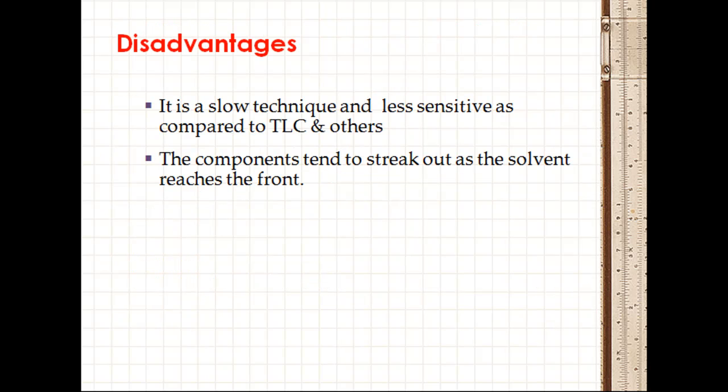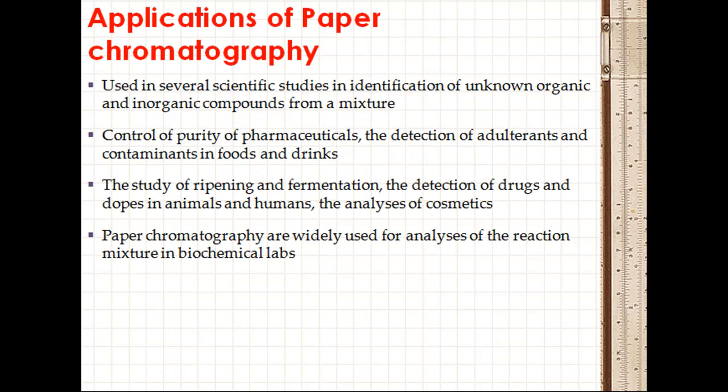Disadvantage: it's a slow technique and less sensitive when compared to TLC and others, and the components tend to streak out as the solvent reaches the front. Application of paper chromatography. It is used in several scientific studies in identification of unknown organic and inorganic compounds from a mixture, pharmaceutical industry, for the detection of adulterants and contaminants in foods and drinks, study of ripening and fermentation, the detection of drugs and dopes in animals and humans, and in cosmetic industries.